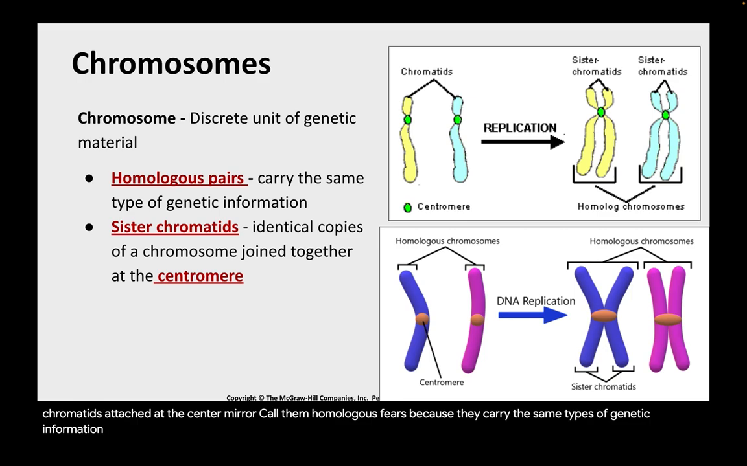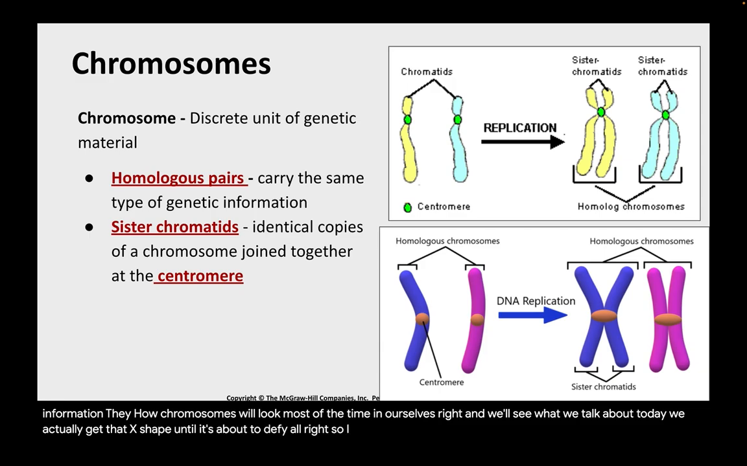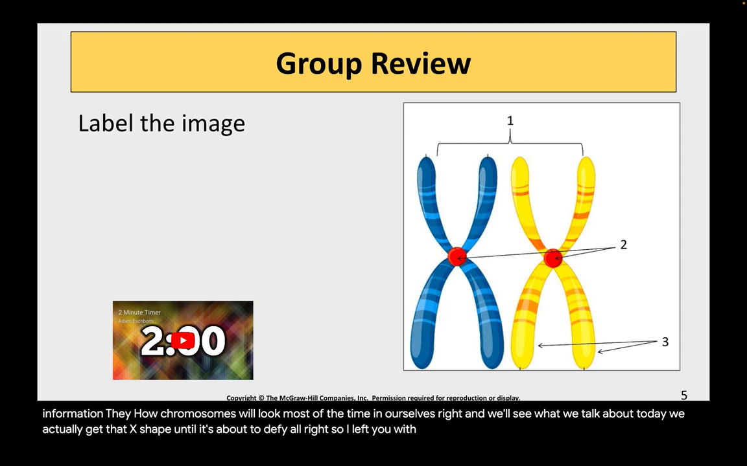They are pairs. That's a good question. Yes, so this is a homologous pair. They just haven't been replicated yet. Yep. And this is how chromosomes will look most of the time in our cells. Right? And we'll see when we talk about genetic replication, they don't actually get that X shape until a cell is about to divide.